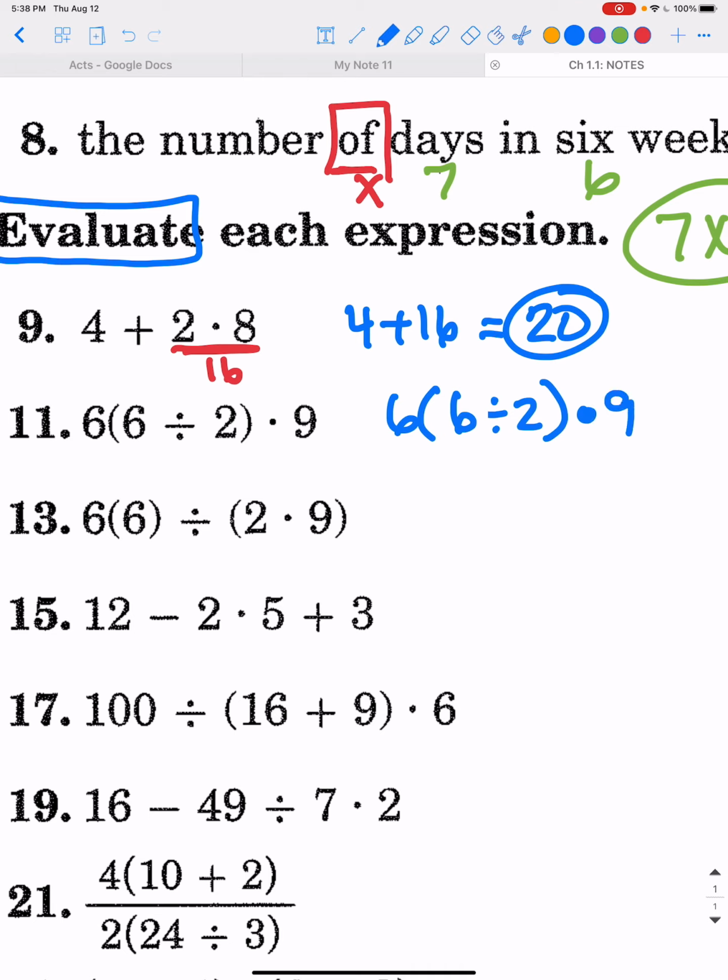All right, PEMDAS says, what do we do first? We do parentheses first. So that means that we work inside the parentheses first. So I'm going to ignore the 6 out here right now, and I'm going to ignore this times 9. And all I'm going to do right now is take 6 divided by 2. And 6 divided by 2 is 3. Okay, so I have now simplified inside the parentheses. Now, when you have a number right next to a parentheses, it simply means 6 times 3. So that really becomes a times. So now I have 6 times 3 times 9, right?